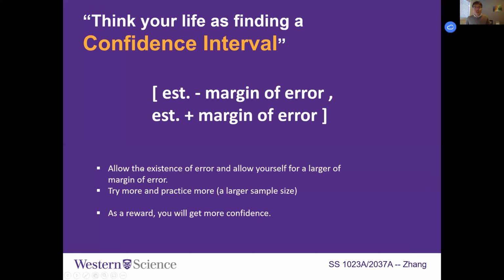it might not be necessary. So sometimes it's important to allow for the existence of the error, or allow for a certain margin of error, because when you have a larger margin of error, you have a wider confidence interval, and then you will have a higher confidence level. And more importantly, we should always try more and practice more. In that case, we will get a much larger sample size of ourselves. We will get more knowledge of ourselves. And finally, as a reward, we will also get a much higher confidence level.